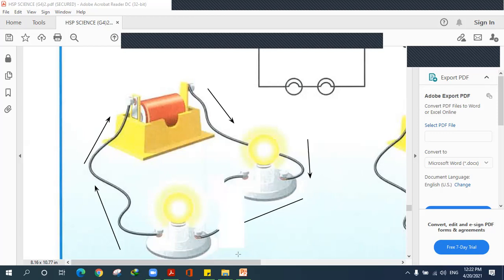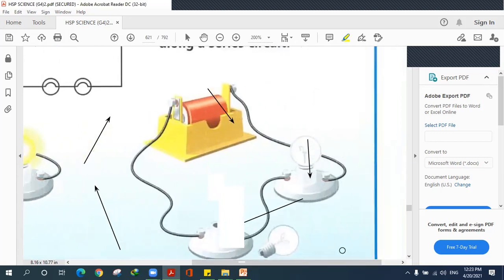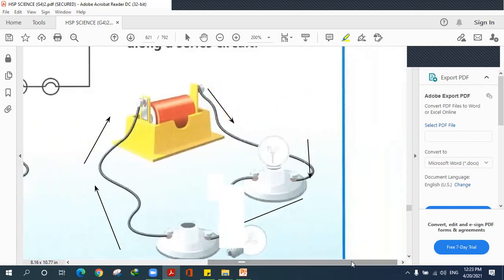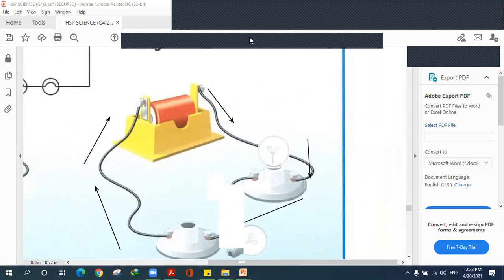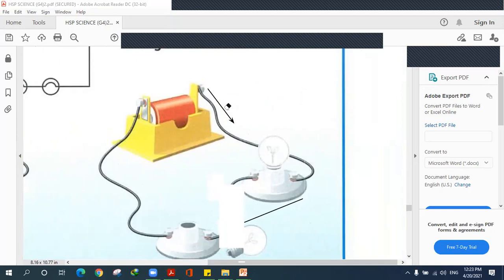Yes. So here he's showing you. Let me show you what's going on here. Now it's not complete. See this one? When we added the gap, electricity will not be able to move through it, and that's why it's all broken. None of the bulbs are working.